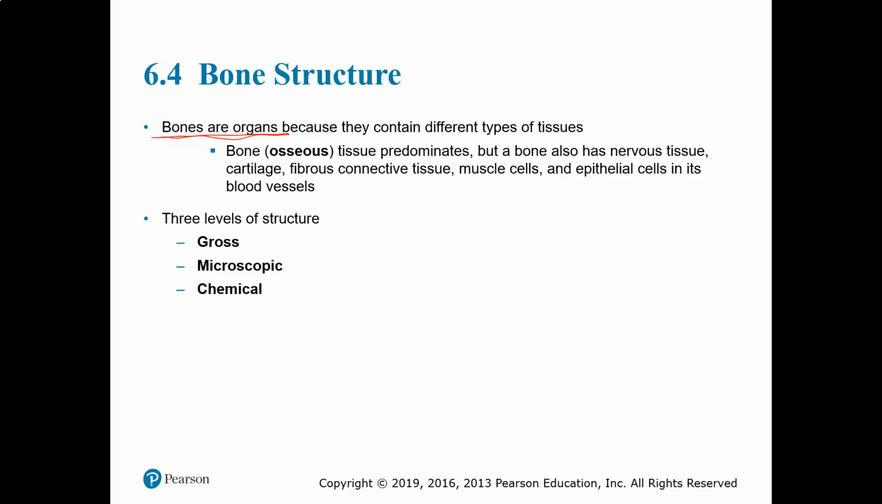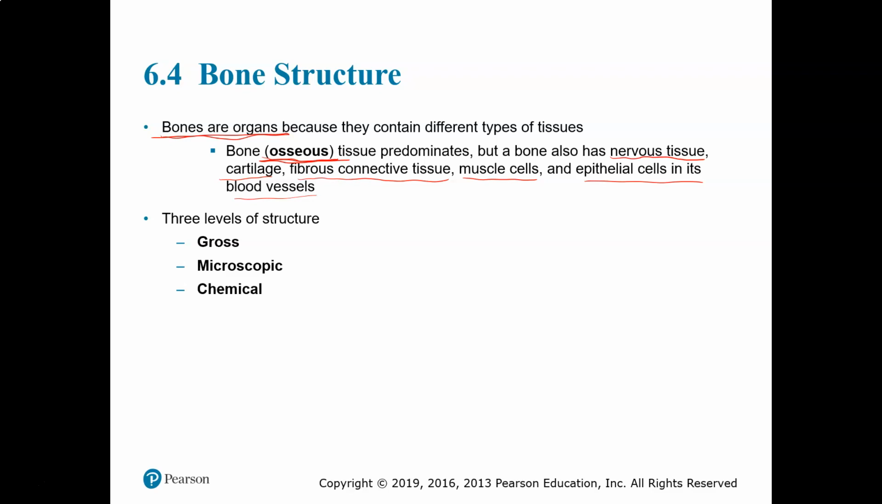The tissue in bone is called osseous tissue. But bone also has nervous tissue, cartilage, fibrous connective tissue, muscle cells, and epithelial cells, which are found in the blood vessels. Mainly the blood vessels are small capillaries.